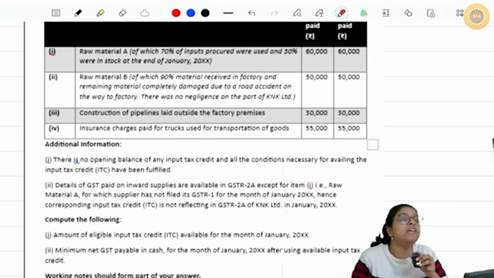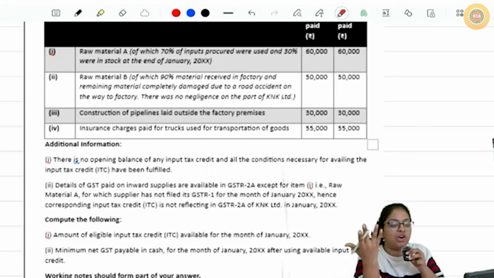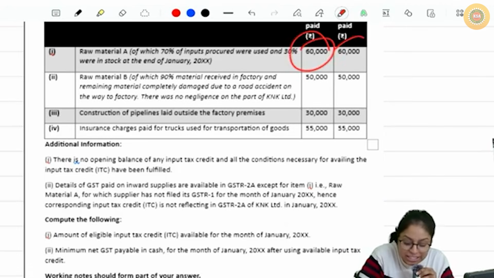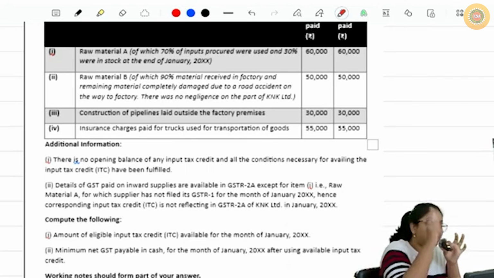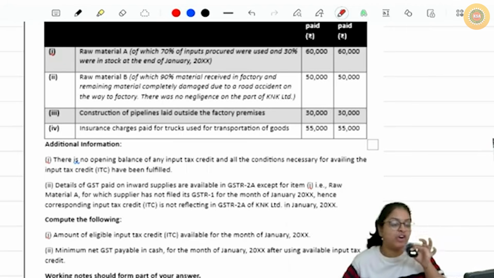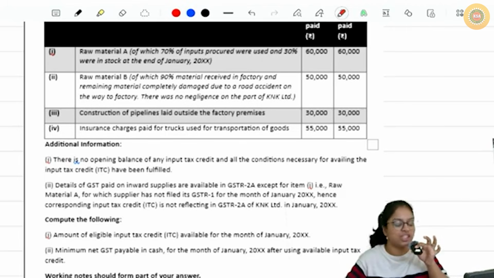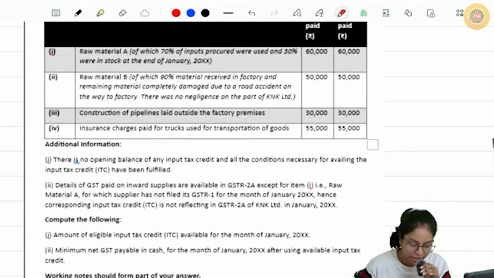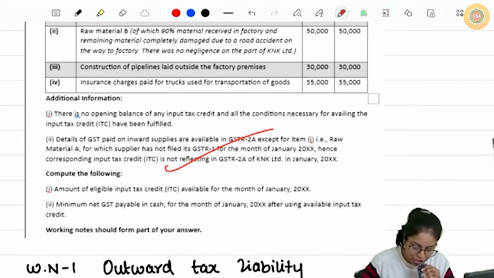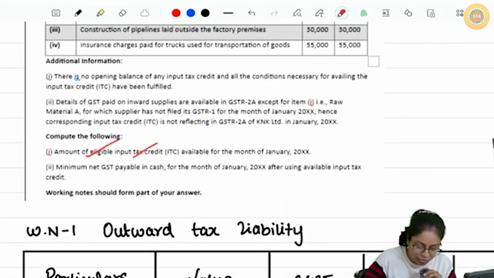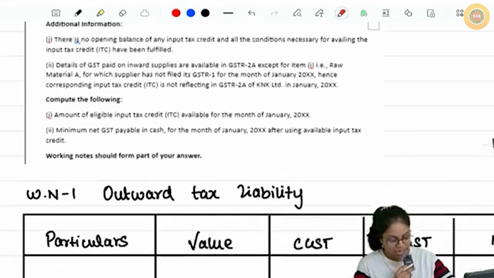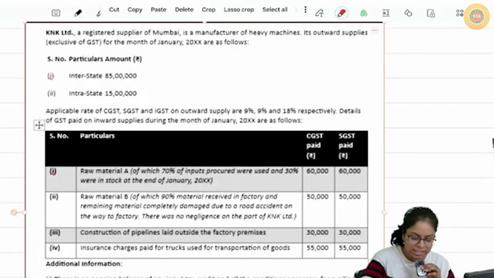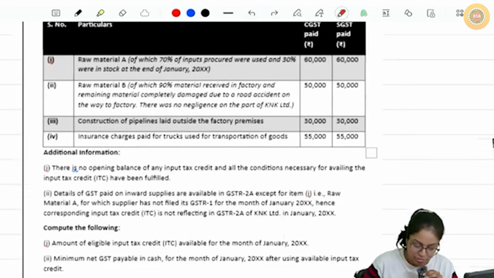If it is not reflecting in my GSTR 2A, I will not be able to take the credit. So for the 60,000, you will not be able to take the credit because your supplier has not filed GSTR 1. Therefore, it is not reflecting in your 2A. And if it does not reflect in your 2A, you will not be able to take the credit. So this information we know what to do. Next is amount. We need to compute the amount which is eligible for ITC and the minimum net tax GST payable in cash. So without any delay, let's get started with the question.